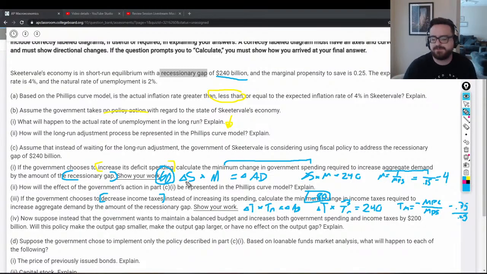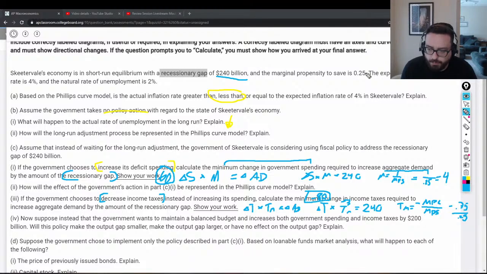So I knew it was a multiplier problem because I saw all the stuff when it asked about the multiplier. If it says calculate anything and it's asking about changes in spending or taxes, it's probably a multiplier deal. Especially when they told me that the MPS is 0.25 up here, I should start instantly thinking multiplier.